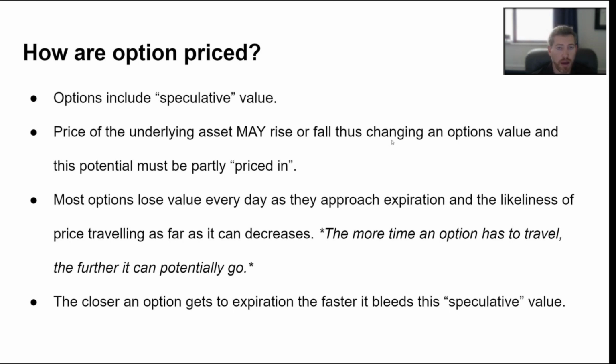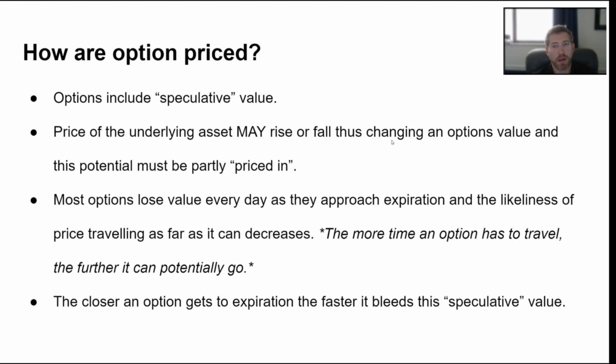This is also time value. This is also your vega, the implied volatility of the option. But something to consider is that a lot of the movement in the market is priced in. And when it comes to options, it's priced into the value of the options, how much price is expected to move. So most options are going to lose value every single day as expiration approaches, and the likeliness of price traveling as far as it can decreases.